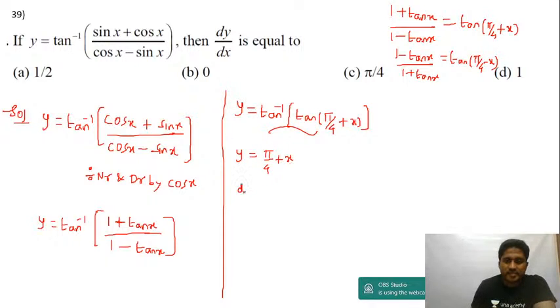Now if I differentiate, dy by dx is equal to pi upon 4, which is a constant, so it's 0, plus differentiation of x, which is 1. Answer will be option D.